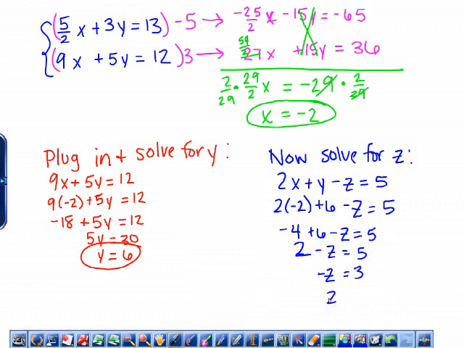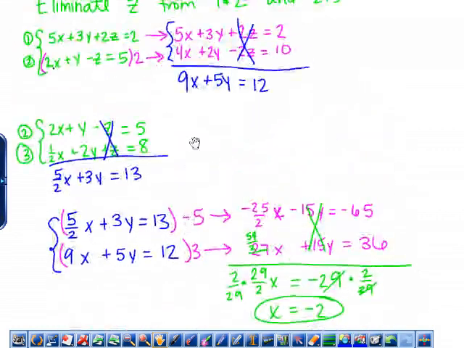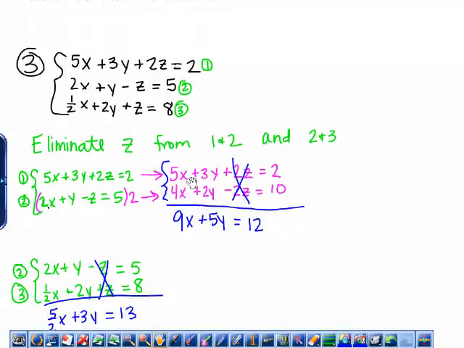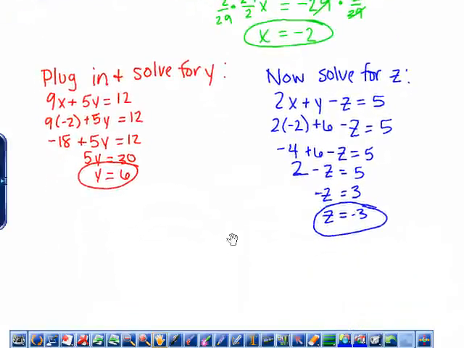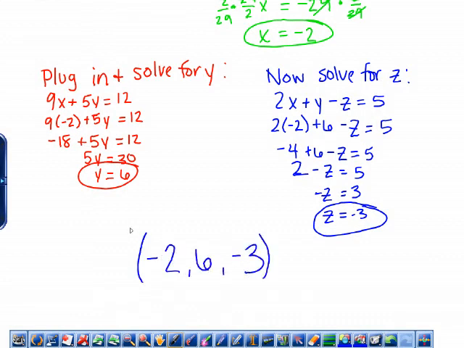What's z? Good. Okay, I would go back and check this. Okay, so make sure on your homework tonight and on your quiz on Wednesday that you're checking your work. And then we write our solution as -2, 6, -3. Yeah, go back to the original equations and plug it in.